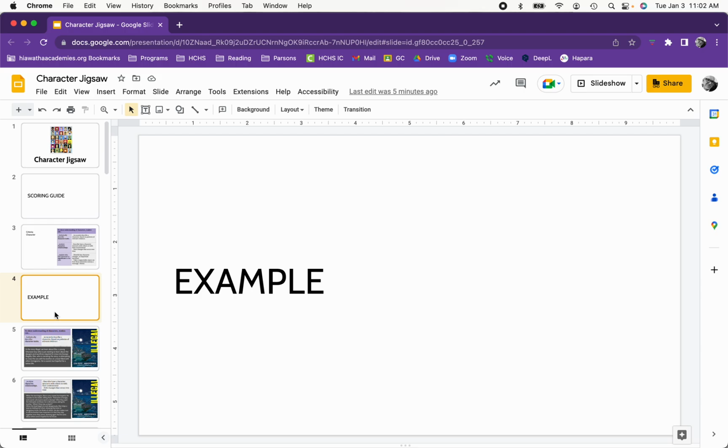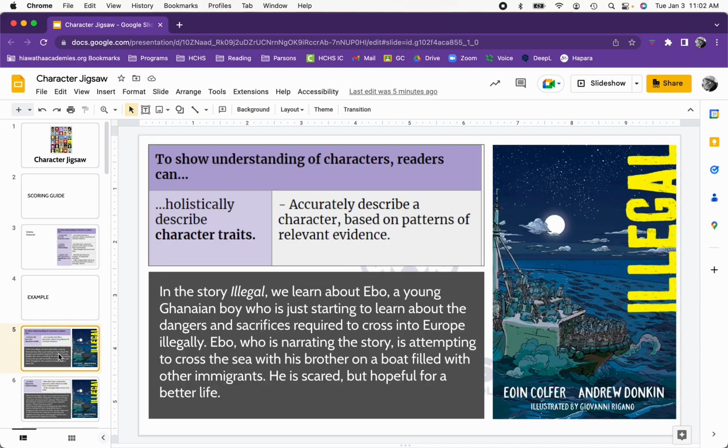We're going to take a look at an example now using a text that you read in a prior set of class readings, the text Illegal by Owen Colfer. Once again, the first level asks you to describe a character based on patterns of relevant evidence. In the story Illegal, we learn about Ebo, a young Ghanaian boy who is just starting to learn about the dangers and sacrifices required to cross into Europe illegally. Ebo, who is narrating the story, is attempting to cross the sea with his brother on a boat filled with other immigrants. He is scared but hopeful for a better life.